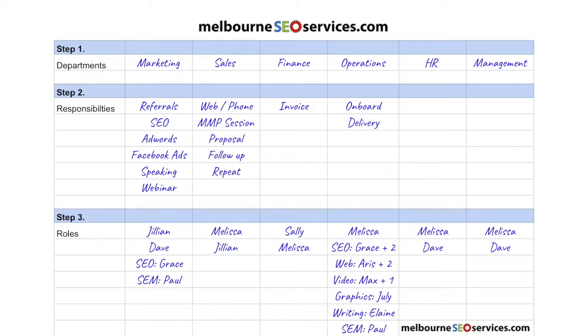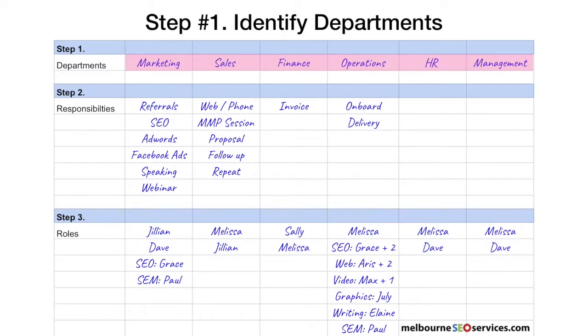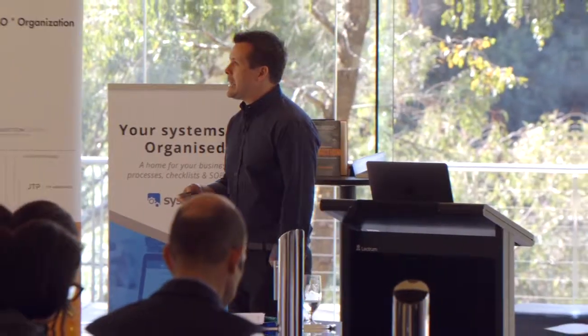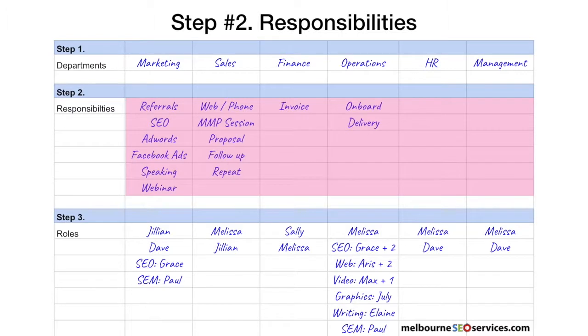So if you've got your critical client flow handy, you can swap backwards and forwards. Step number 1 is defining the departments within your business. Sales, marketing, HR, whatever it is, and you just scribble those across the top. Step number 2 is you then think about the responsibilities associated to those departments, only from the critical client flow.